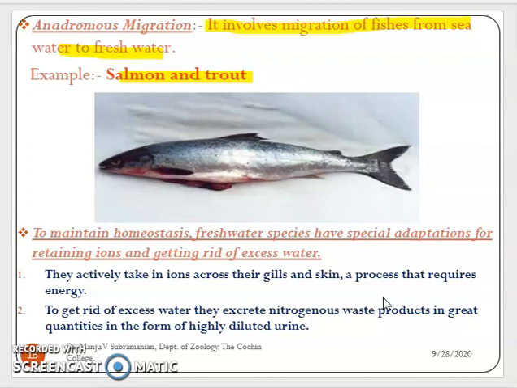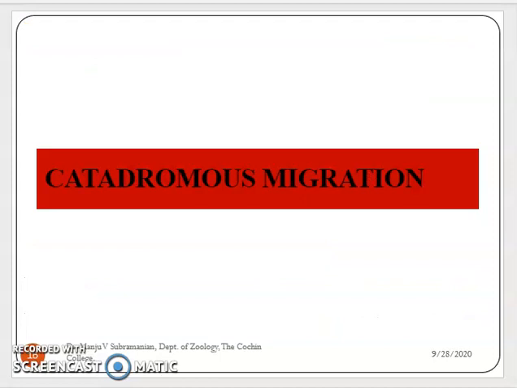And this is done by the several adaptations seen in these fishes. You need not study these adaptations in detail, but still I just mentioned that there are certain adaptations. So that's all about the anadromous type of migration. Next type is the catadromous type of migration.